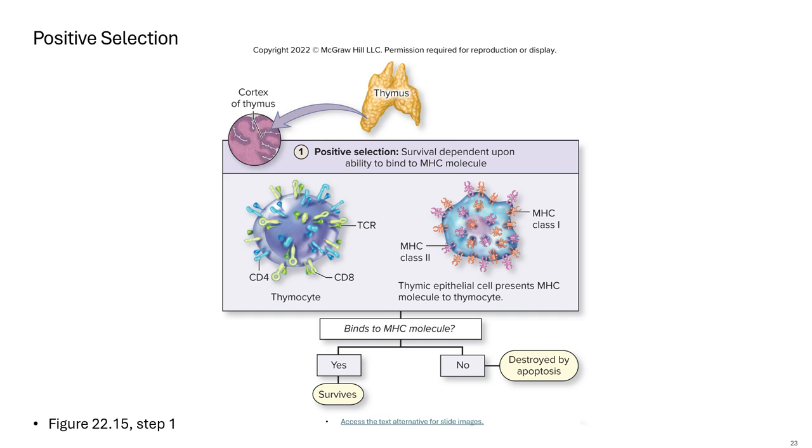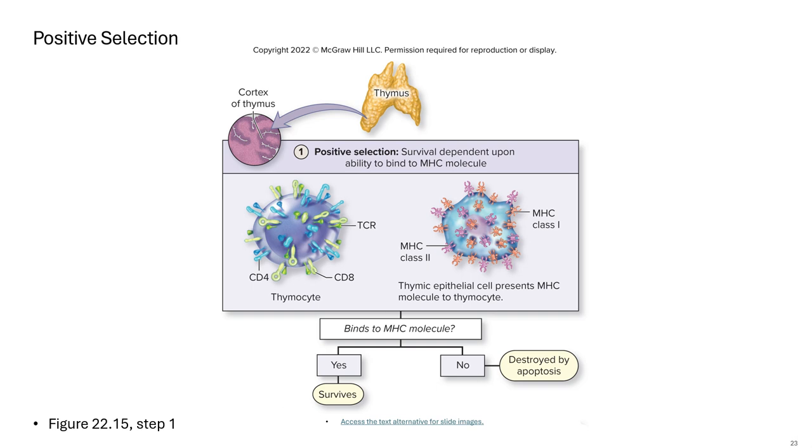So if that T cell receptor does not bind to the MHC molecule, then this implies that that T cell would not be able to bind to the molecule and antigen in circulation in the event that it was presenting a foreign antigen, and it wouldn't initiate an immune response, right? And so you need cells that are going to be able to do that. So in this case, if it does bind the MHC molecule, it survives. If it doesn't, you kill it, right? So it's destroyed via that process of apoptosis.